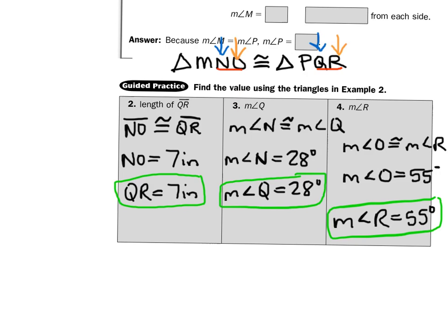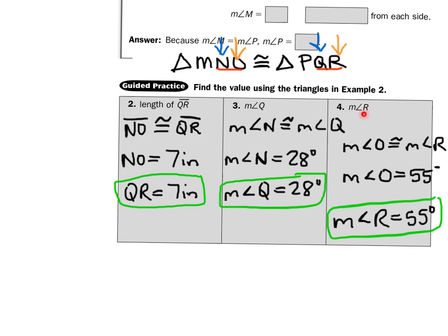Now look at number 3. They want the measure of angle Q. Well, I know, see how Q's in the middle here? It matches up with N because that's in the middle. So since the measure of angle N has to be the same as the measure of angle Q, and they already told me that N was 28 degrees, that means Q has to be 28 degrees.